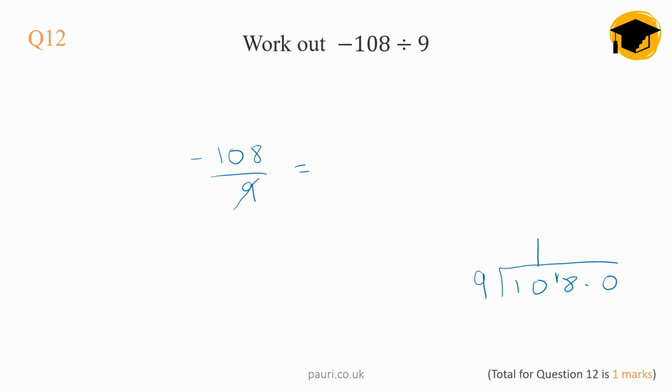If you haven't covered this topic, we'll cover it in another video. How many 9s go into 18? Twice, with no remainders. So my final answer is minus 12. Don't forget about the sign.